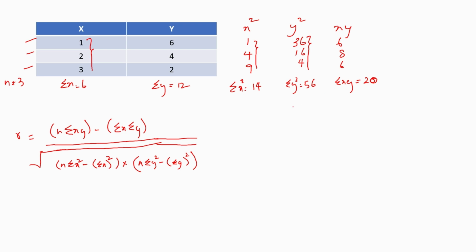Now let's assign these values to this formula. Be very careful when you are assigning the values. Use the parentheses correctly, otherwise you will get a wrong answer. And also, this square root is for the whole denominator of this formula.